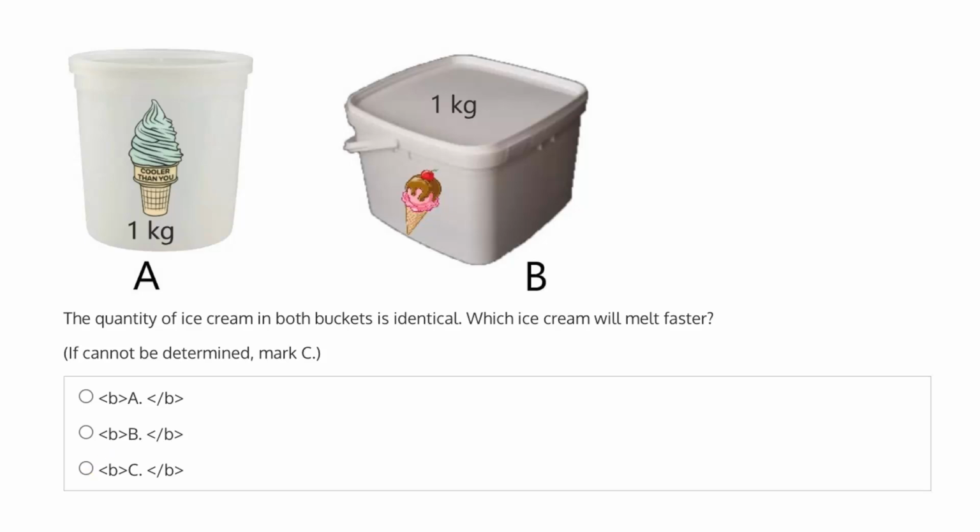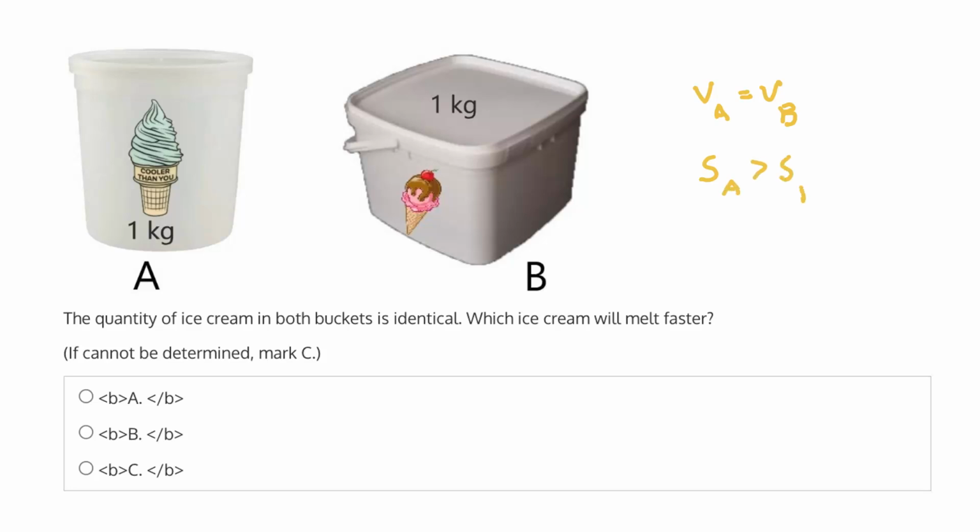So we know we have the same quantity of ice cream in both buckets, which means that the volume of both buckets is also the same. Because if it's the same ice cream and the same amount of ice cream, well then it should occupy the same space. So which bucket will melt faster comes down to the surface area of each bucket. Because if they have the same volume, then the amount of heat that's going to be absorbed, and therefore the rate at which the ice cream melts, will be a function of the surface area.